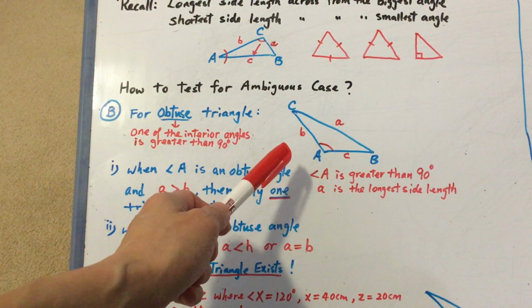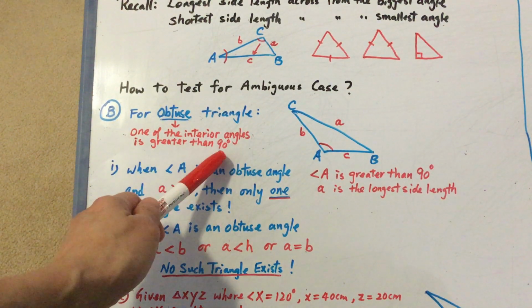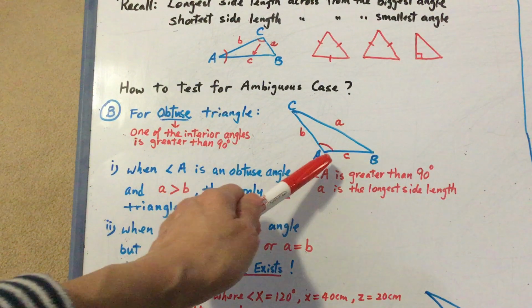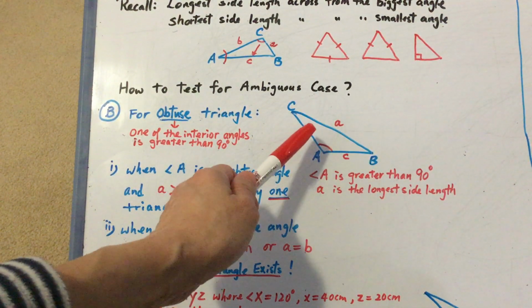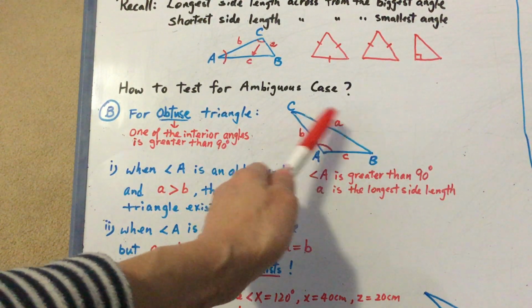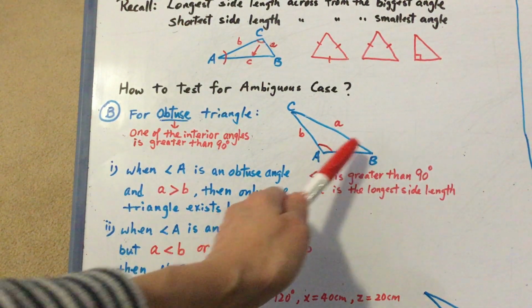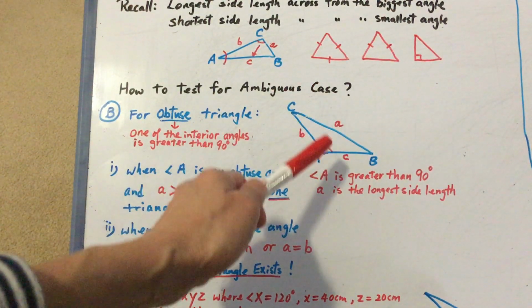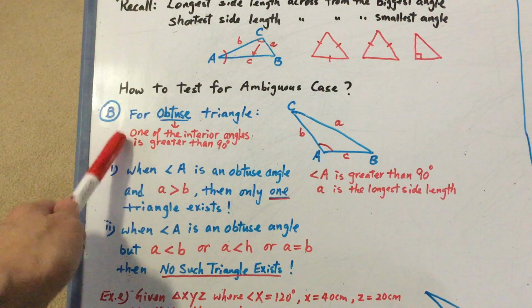Obtuse triangle means one of the interior angles is greater than 90. You can only have one obtuse angle in an obtuse triangle, because once you have the obtuse here, then the other two must be angles that are less than 90. You cannot have two obtuse angles within a triangle, because then you will not have the sum that's equal to 180 anymore. So that is very important to make notes of.